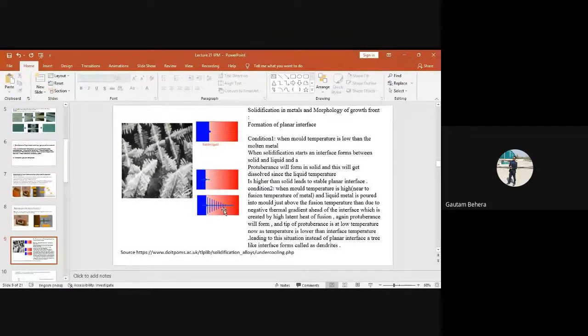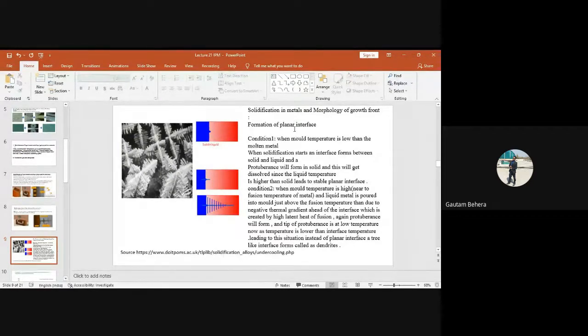The entire solid interface is not growing here. At a particular location of the solid-liquid interface, the growth is happening. That's why it is forming a tree-like structure. That is called dendritic structure. Fine. I will explain why this is happening right now. That's why the topic is solidification in metals and alloys and morphology of the growth.